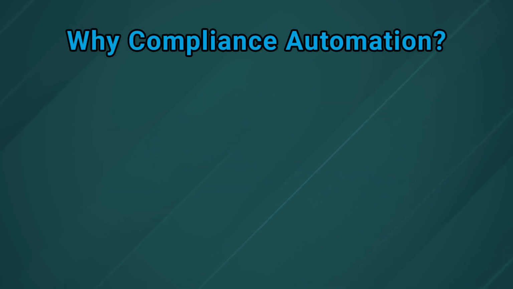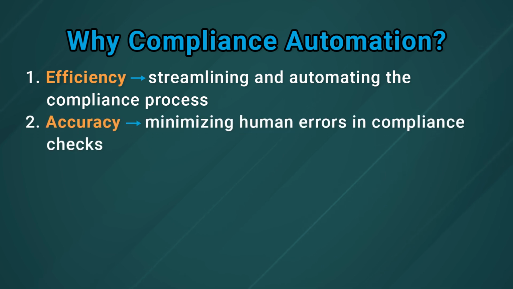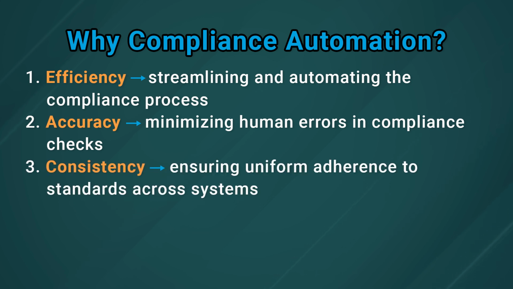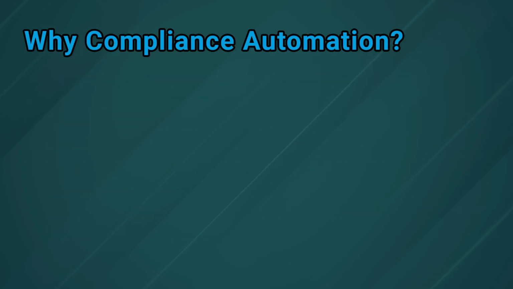Now, why compliance automation? Because it will increase your efficiency, it will increase the accuracy. A computer can get the job done better than you can do yourself. If a human is working on something, there's a good chance that human error will be there. And then consistency and cost effectiveness is also another thing that needs to be kept in mind. So with that said, we'll talk about the compliance standards overview.